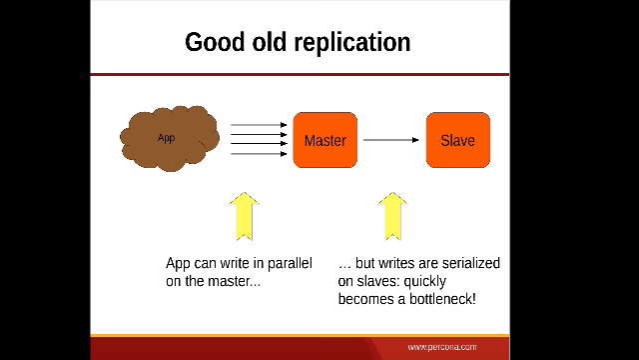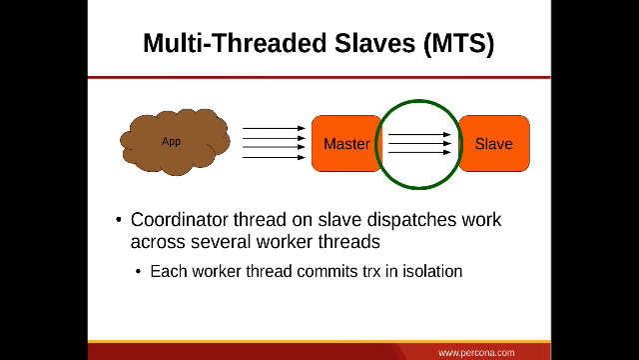So the idea is that with a few prerequisites in MySQL 5.6, we can allow the slave to be multi-threaded as well. It will be a bit different from the master because there are a few requirements, but the idea is that we can probably have performance benefits by trying to commit several transactions at the same time.